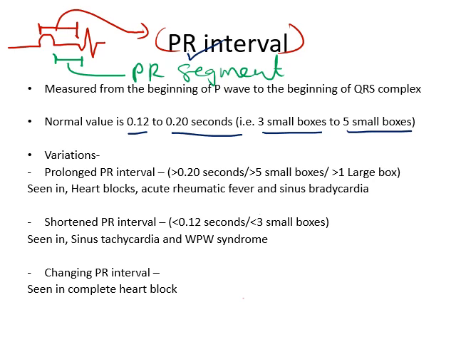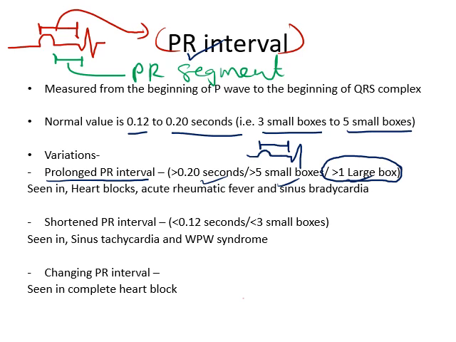Now there can be number of variations in PR interval. Let's have a look at them. Number one is prolonged PR interval. Now these three things mean one and the same thing. If you want to remember, I would just advise you guys to remember that PR interval of more than one large box is considered as prolonged PR interval. That is, if you are seeing that P wave starts, then it ends and then QRS complex starts, and if this is more than one large box, it is prolonged PR interval.